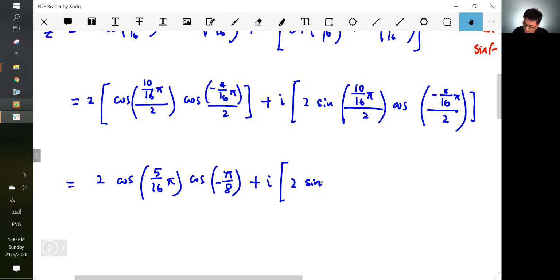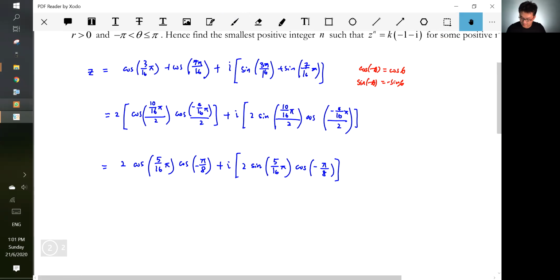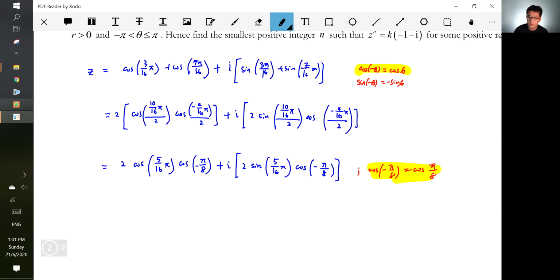Okay, you see that? Take note, cos of minus pi over 8 is cos pi over 8 because of this identity here. There you go. Okay, so any question, please ask me.